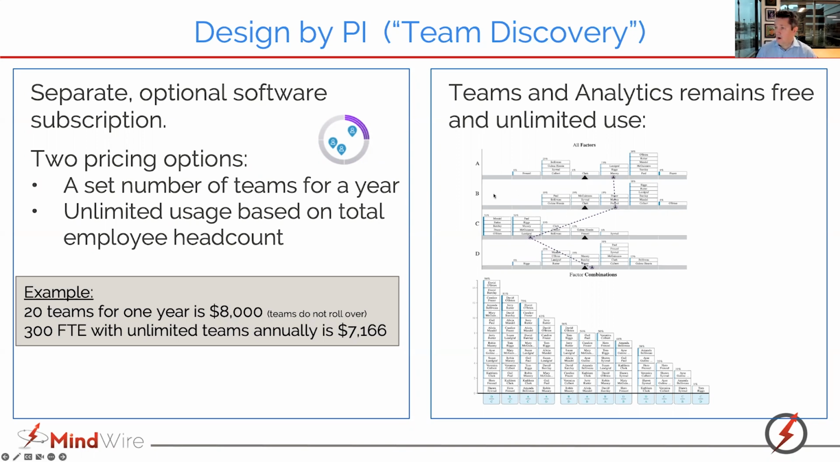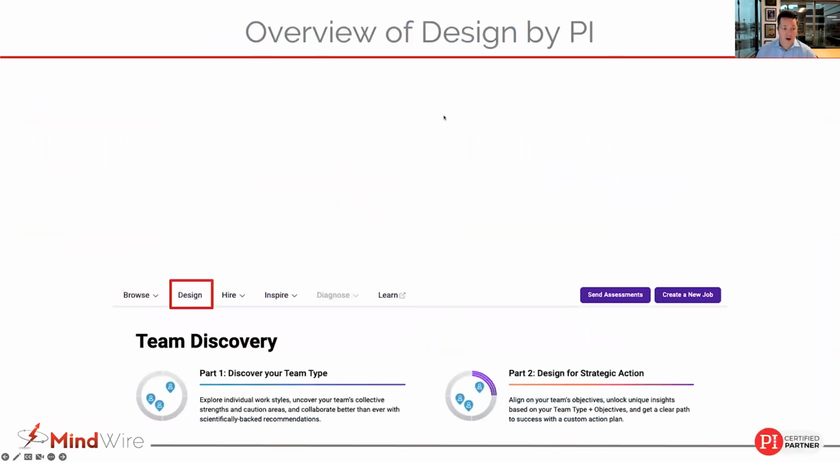Okay. All right. So now let's talk about what the tool is and what it does. When you see it in the software, it looks like this. This is kind of that home screen. You have design. And when you go there and click on design, it talks about team discovery, part 1 and part 2. And there are 2 elements.